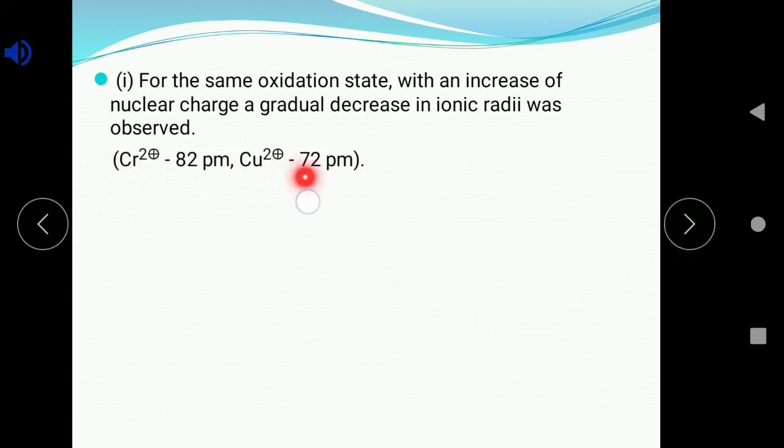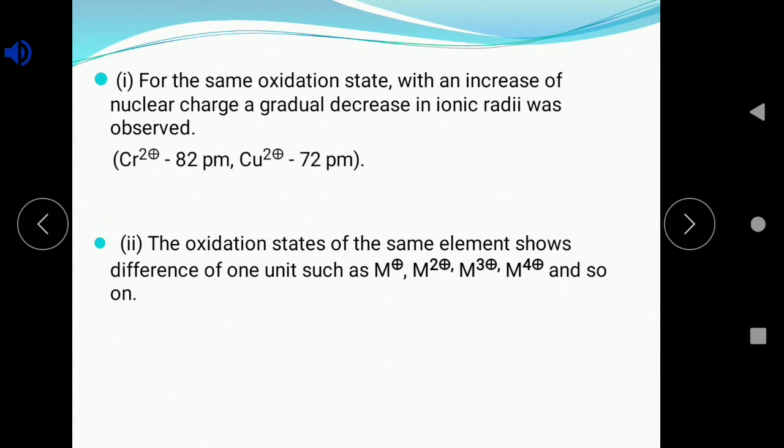Both are plus 2, same oxidation state, but this is 24, this is 29. We see from 82 picometer, the radius decreases to 72 picometer. So same oxidation state shown by different element, there is decrease in ionic radii while moving from left to right. Understood? Now the second type, that is same element showing variable oxidation state.